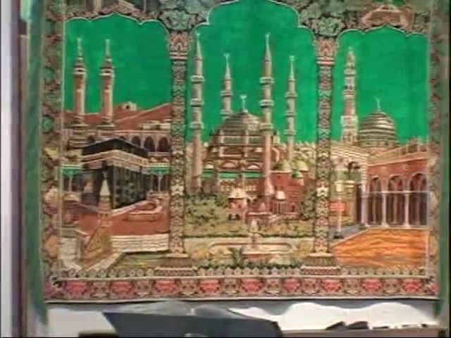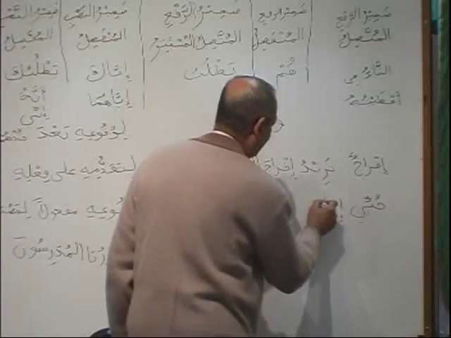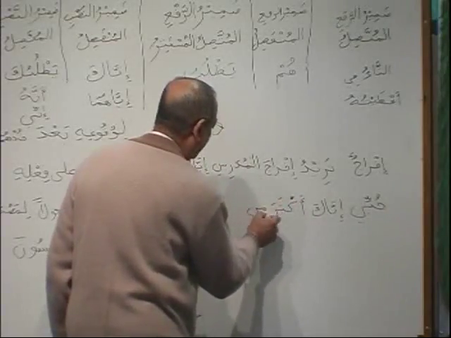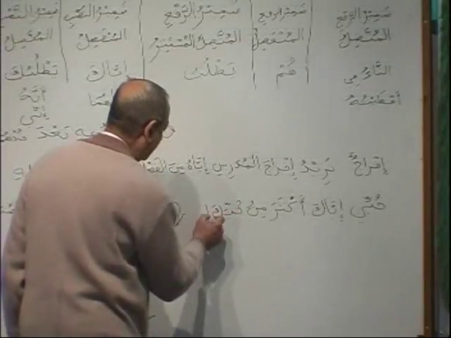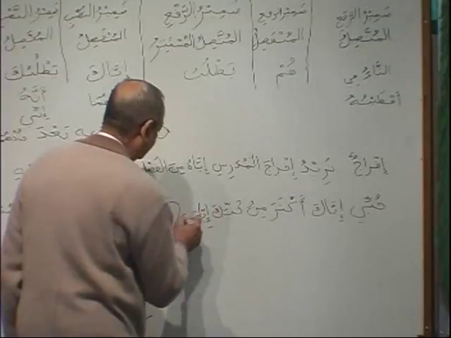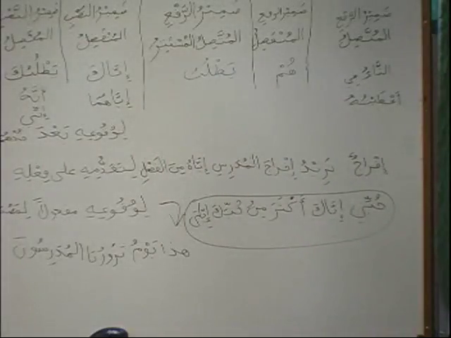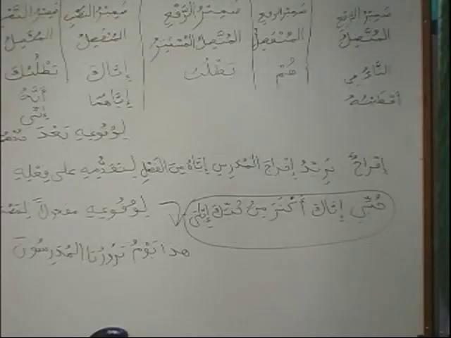Hubbi iyaka akthar min. Got the idea, brothers and sisters? Hubbi iyaka, my love for you is more than your love for me. Are you with me? So you have two ways of writing the same sentence. Okay? Please write it and ponder over it.